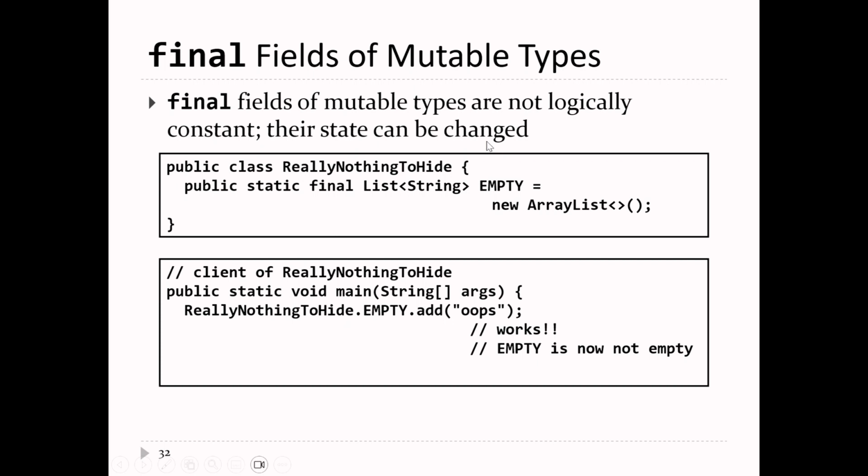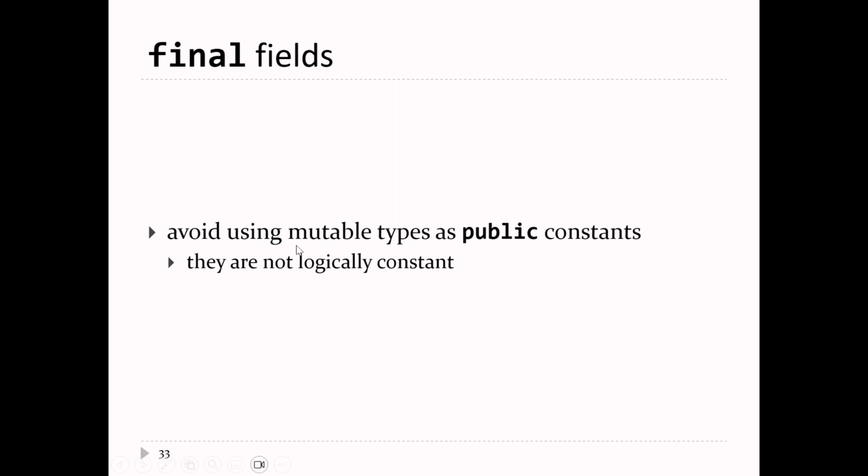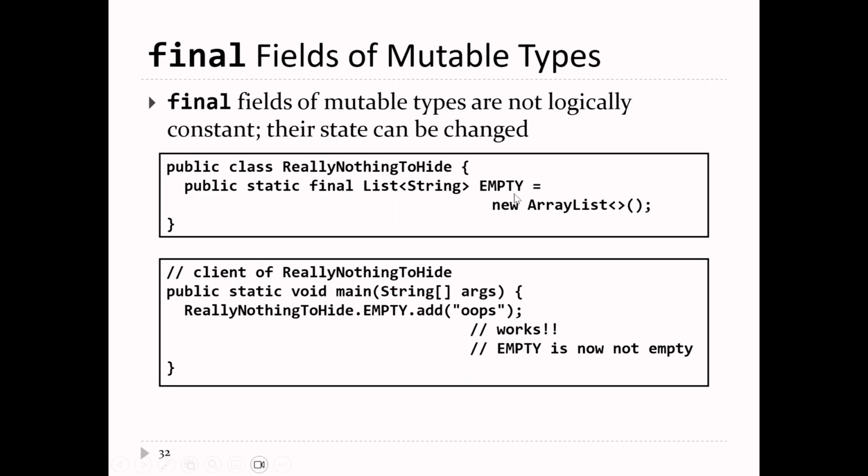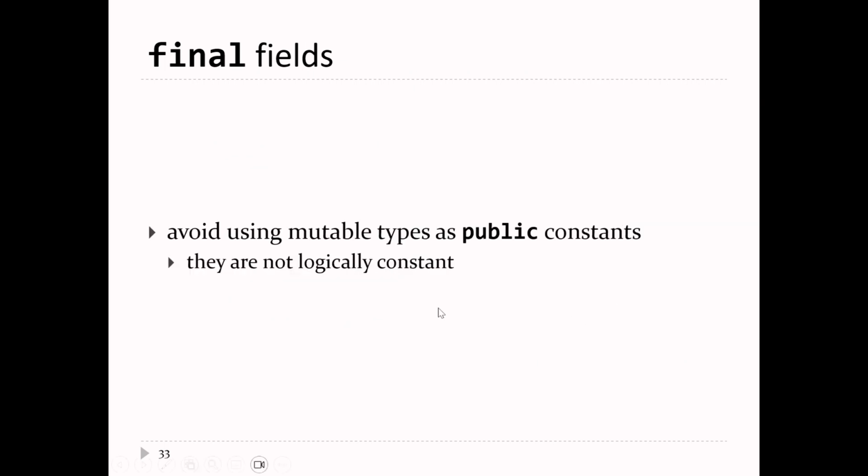So if you have a mutable type, it's not really a constant. You should avoid using mutable types as public constants. They're not logically constant. The thing that's constant here is the reference. Empty always refers to that list, but the list itself is not necessarily always empty. You can change the state of the list, so it's not logically constant.